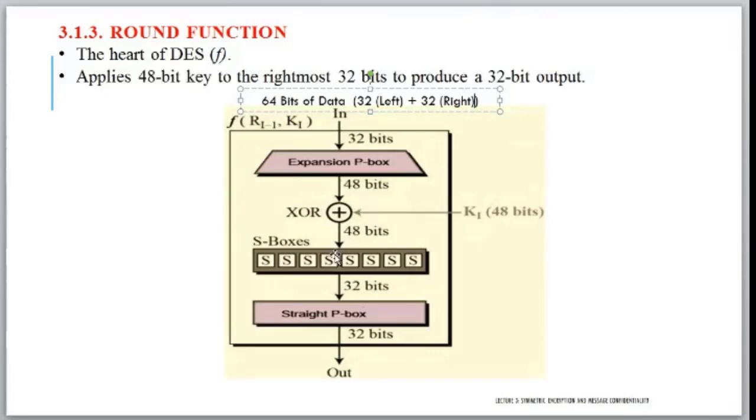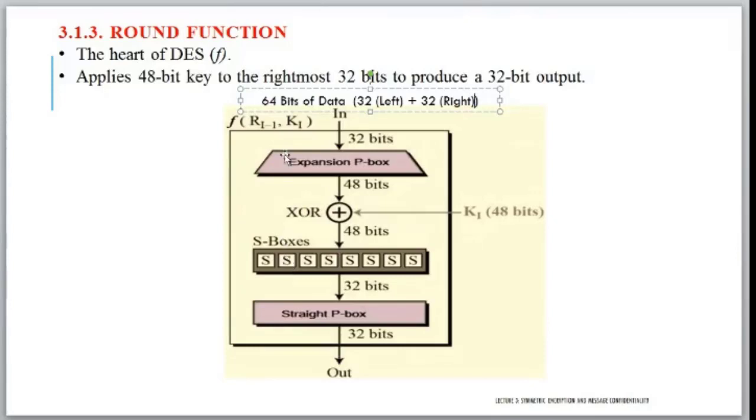Now, this is 48 bits. The output is 48 bits. Again, this 48 bits should be converted into 32 bits. Now I'm going to use a concept called S box. Using the S box concept, I'm going to convert this 48 bits into 32 bits. This S box also we are going to see in the coming slides, and that also you need not memorize.